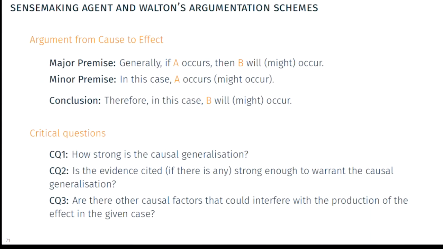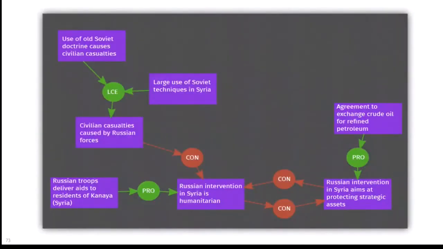And what we implement in CA spaces is the ability to ask those questions. So the analyst put forward this argument, but automatically the system will say, well, are you sure this is the case? Do you actually have strong evidence that there has been large use of Soviet techniques in Syria? And the system automatically creates a negative answer. So the system says, I'm not convinced this is the case.